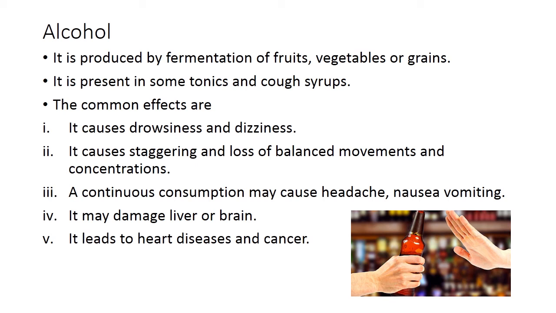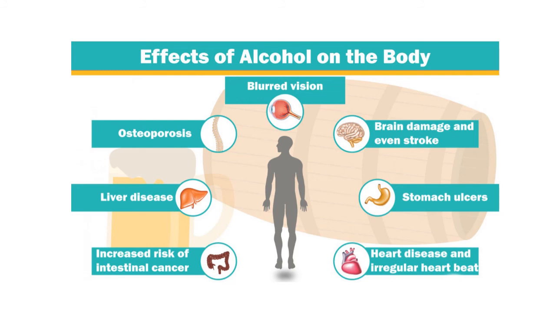It causes staggering and loss of balance, movements and concentration. A continuous consumption may cause headache, nausea, vomiting. It may damage the liver or brain. The excessive use can damage the brain or liver, and it can lead to heart diseases. Effects of alcohol on the body: your vision becomes blurred, your brain is damaged, and even stroke can take place. Stomach ulcers, heart diseases, and irregular heartbeat occur. Osteoporosis, which means softening of bones, liver disease, and increased risk of intestinal cancer.